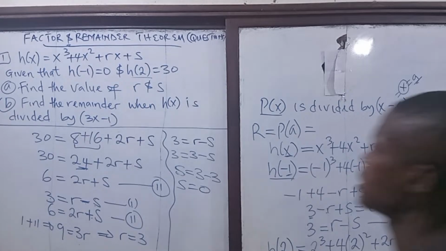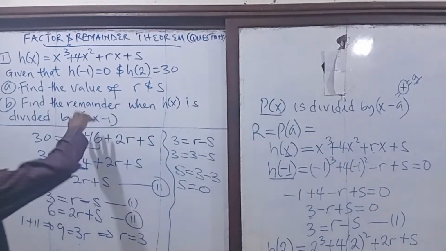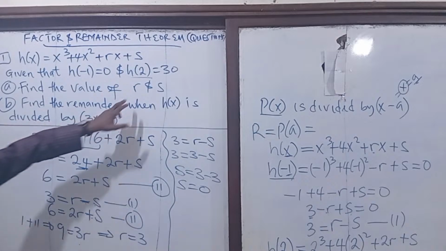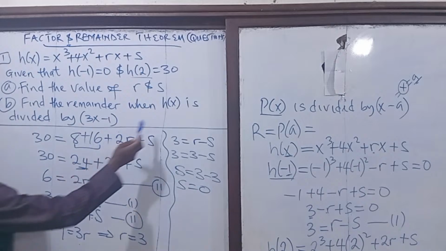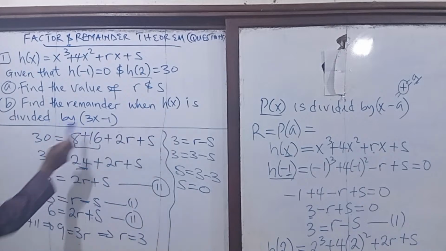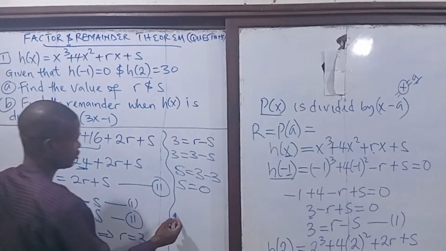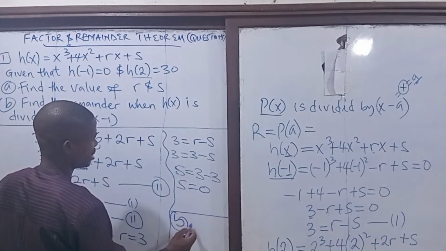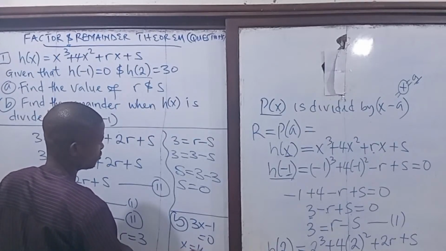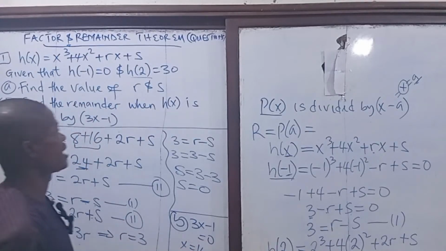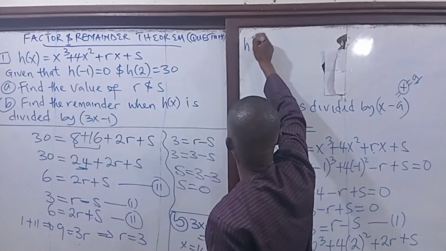Then the next thing to do now is to do the B part. We've gotten the two constants, the two unknowns. We are trying to find the remainder when h of x is divided by 3x minus 1. So the first thing you're going to do is to make this expression equal to 0. So x is what? x is equal to 1 over 3. Then it will now become h of 1 over 3.